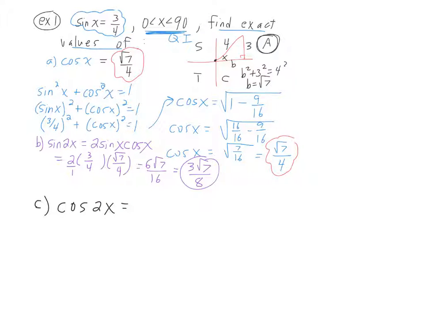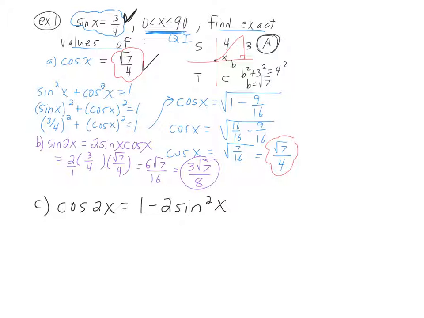Okay, in our next part here, suppose we want to find the cosine of 2x. Now recall from the previous page, there are 3 identities that we can pick from. Since we know both the sine and the cosine, it does not matter which one we pick. I'm going to pick the one with a sine only, so we don't have to deal with that square root of 7. So the one with a sine only is 1 minus 2 sine squared of x.